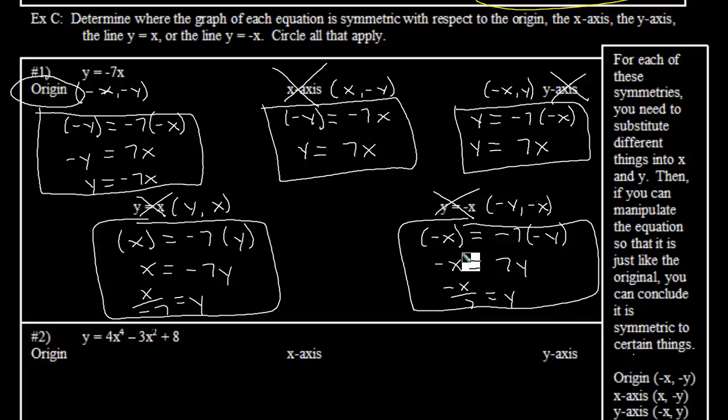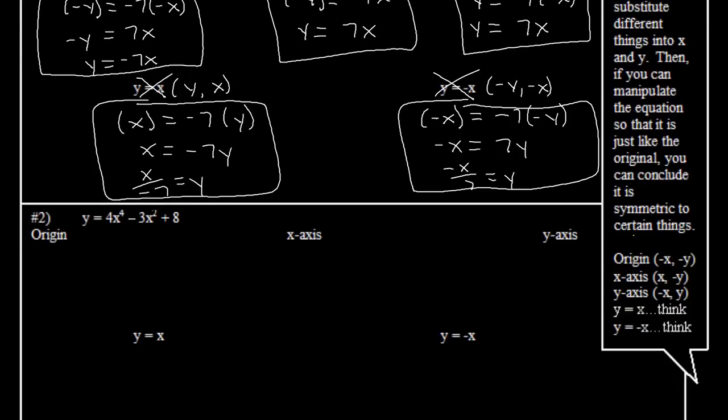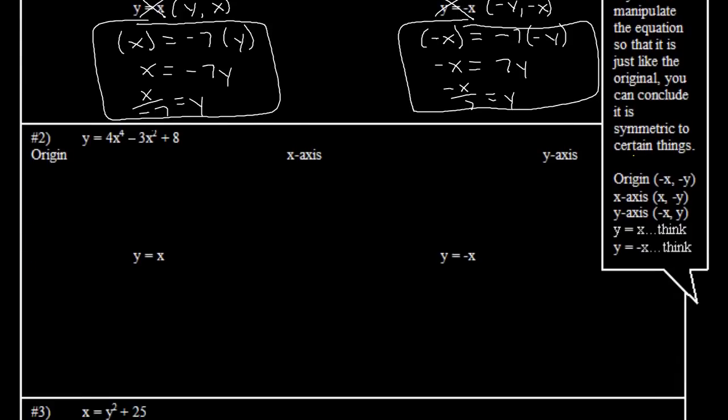It could be that all these symmetries work. It could be that one or two work. It could be that none work. This particular problem is symmetric with respect to the origin only. Let me show you another example, because I know you are starving for it.